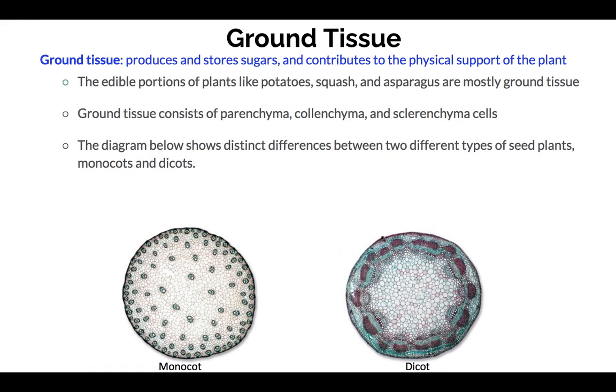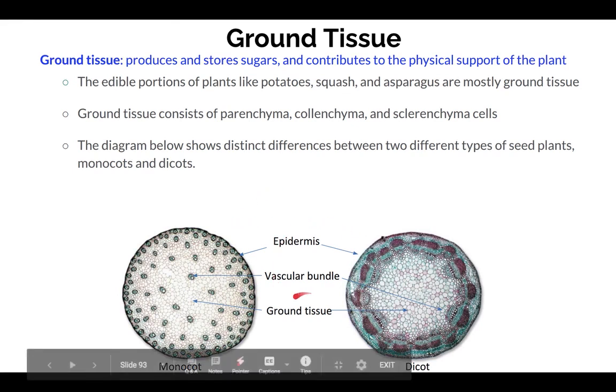Next is ground tissue. So ground tissue produces and stores sugars, and it contributes to the physical support of the plant. The edible portions of most plants like potatoes, squash, and asparagus are mostly ground tissue. The diagram below shows distinct differences between two different types of plants, monocots and dicots, and it's just the way in which their vascular bundles are arranged. You don't need to know the difference, that's just if you would like to know. And here in the diagram, epidermis, vascular bundles, and ground tissue.